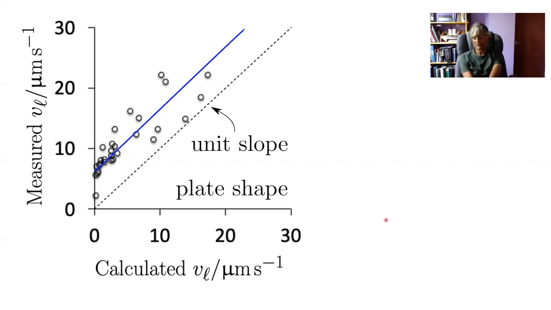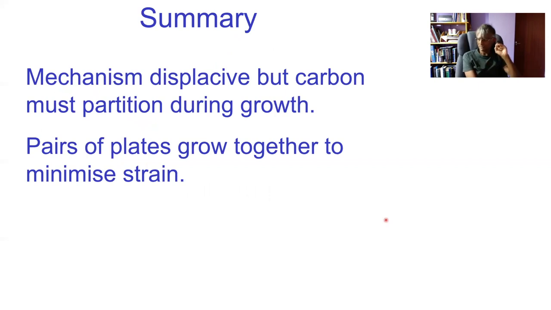Right, so to summarize, the mechanism of transformation is displacive, undoubtedly displacive, but carbon must partition during growth. And pairs of plates grow together in a back-to-back formation in such a way that they are mitigating each other's strain energy. And that's why it's possible to get transformation at small undercoolings.